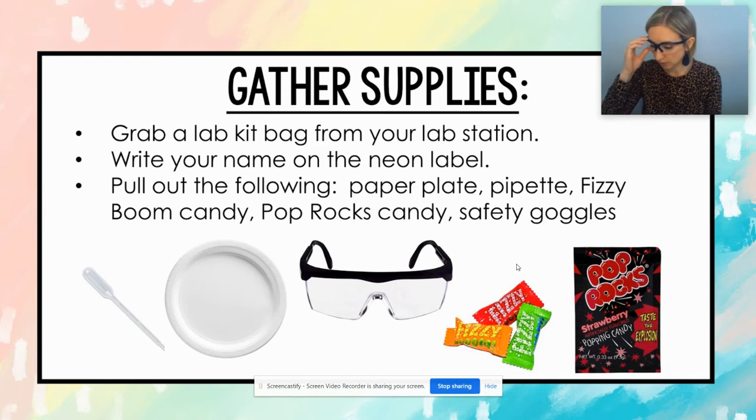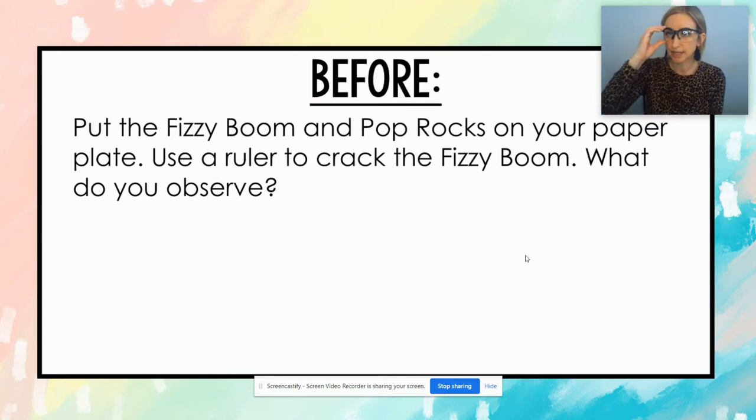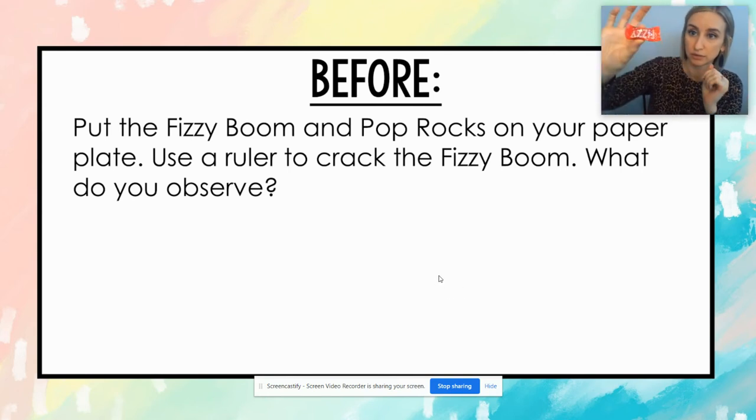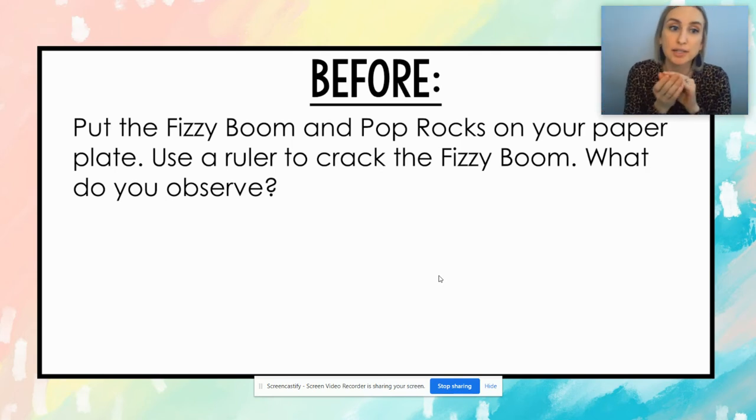Okay, so those are the items you're going to be grabbing out of the bag. Those are our two safety rules. And then let's chat about what you're doing first. So once you get your supplies, you are going to take your Fizzy Boom and your Pop Rocks, and we just need to make some beforehand observations. We want to know, what do these candies look like, and what do we notice about them before we add the water. So you're going to put them on your plate, and for the Fizzy Boom, when I open this up, you are going to have to actually break it and crack it because we want the powder that's inside.